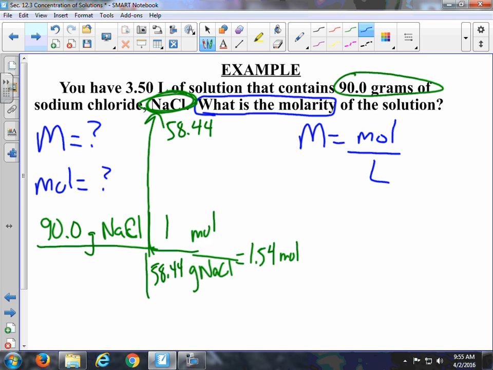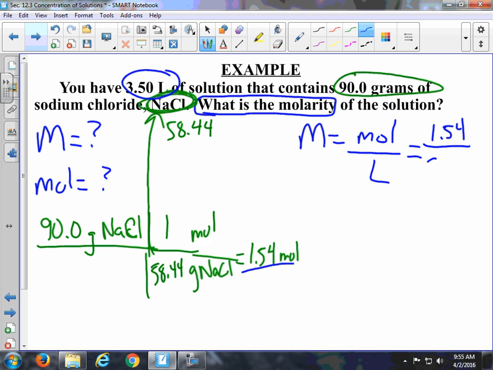So molarity, it's asking for what is the molarity of the solution. Molarity is equal to capital M. Molarity is equal to moles divided by liters. Well, our moles is 1.54 divided by how many liters of solution do we have?